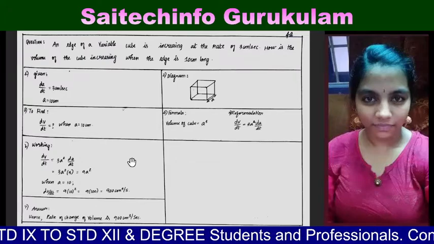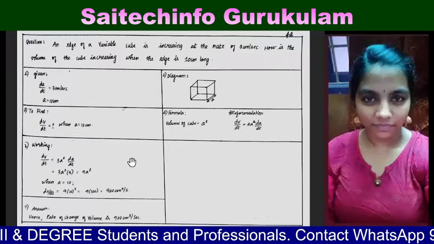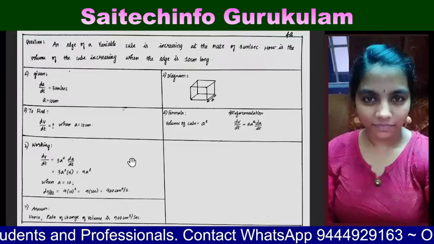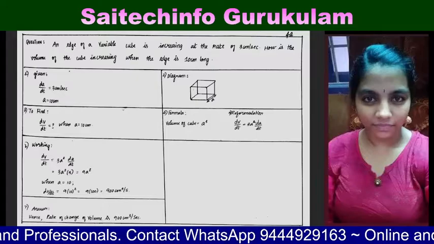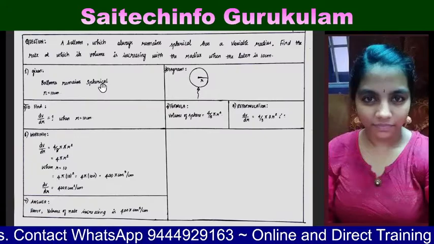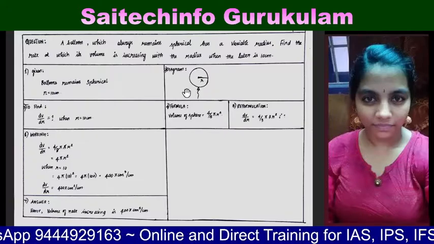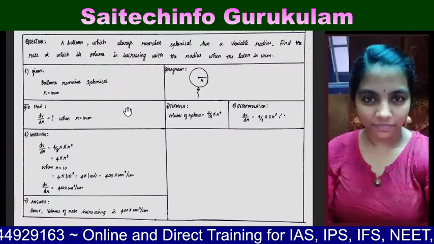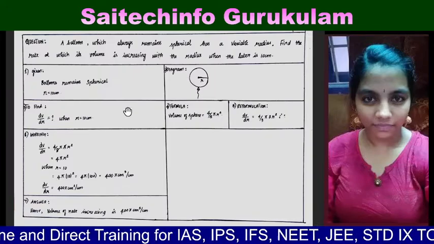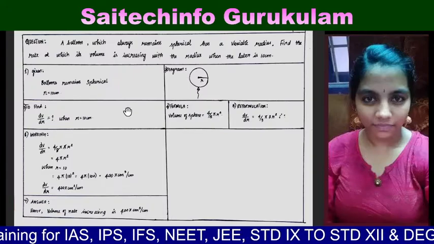Next question. A balloon which always remains spherical has a variable radius. Find the rate at which its volume is increasing with the radius when the latter is 10 centimeter. From the given question we are going to take the given values. The balloon remains spherical, then the radius r is equal to 10 centimeter. I have drawn a balloon in the form of a sphere with the radius r. To find dV by dr, when r is equal to 10 cm. That is, we have to find the change of volume with respect to the radius when r is equal to 10 cm.